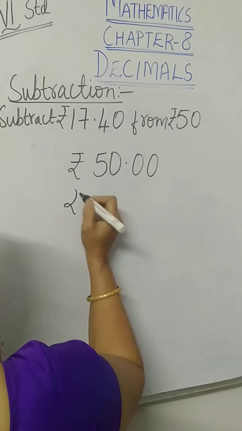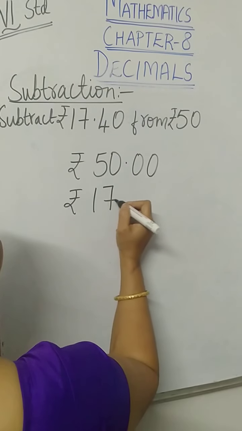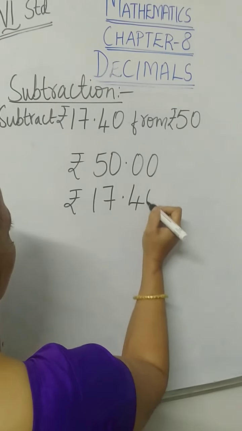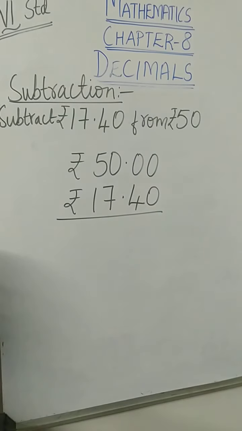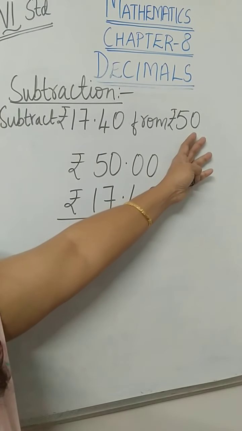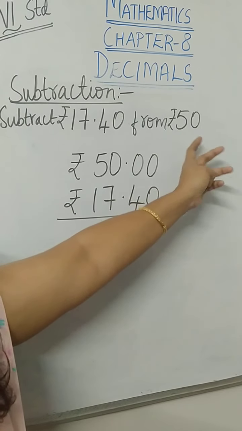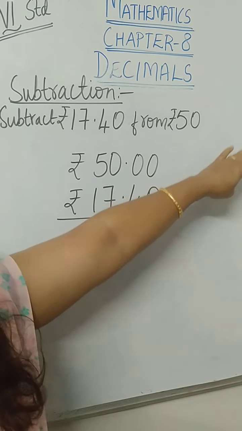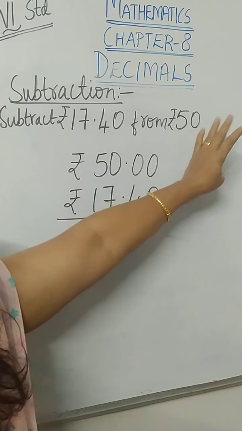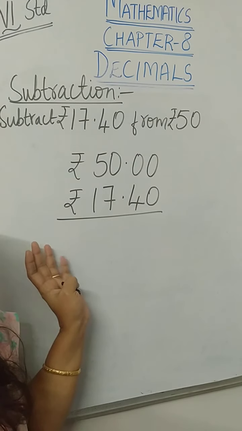Next number is rupees 17.40. Hope it is clear. Because it is given as only 50, it is understood that it has no paisa. So the decimal comes after the number. So it is 50.00. Let us subtract now.